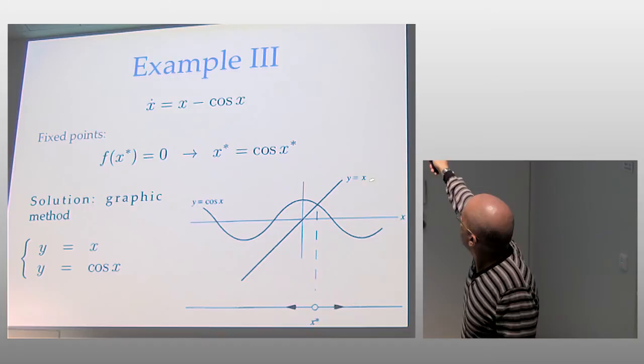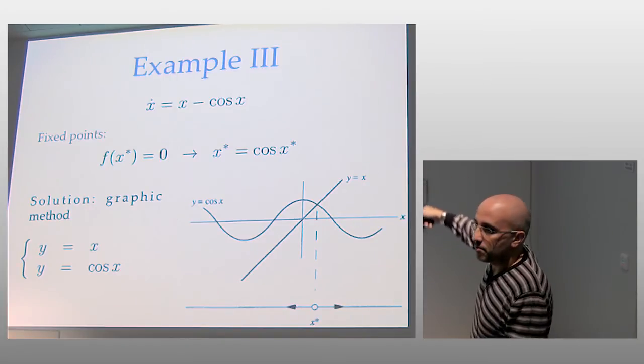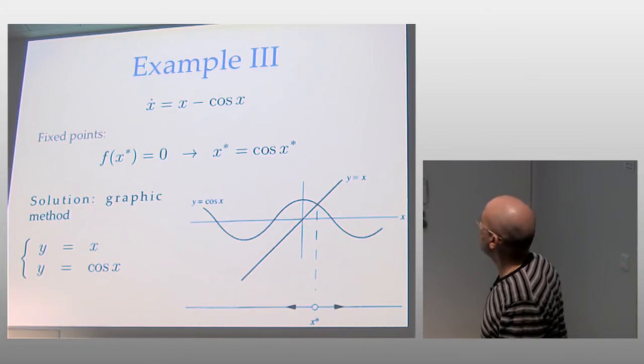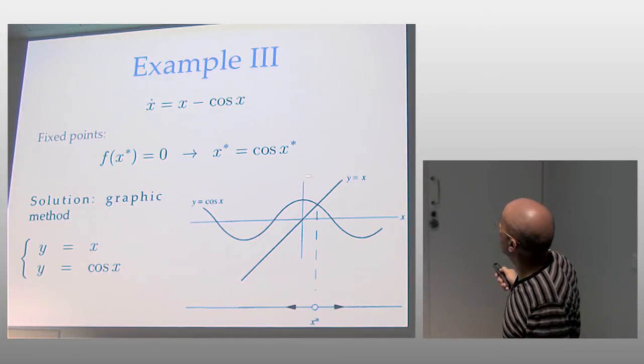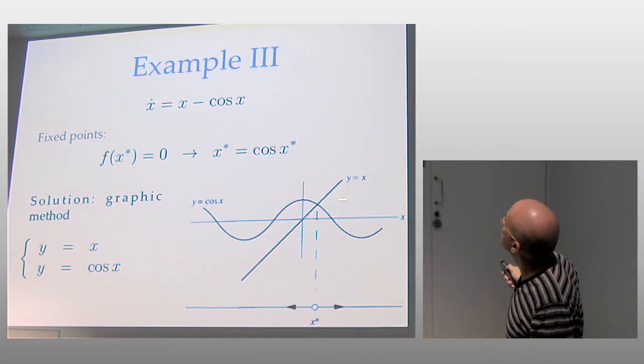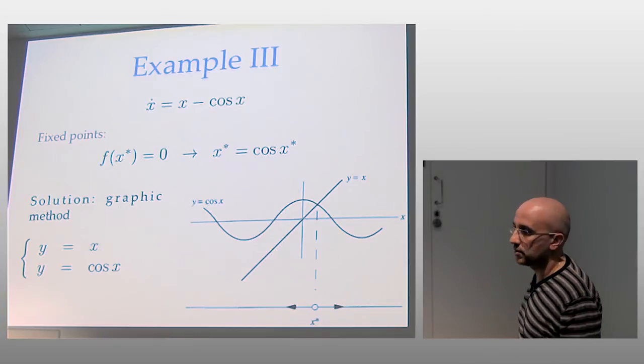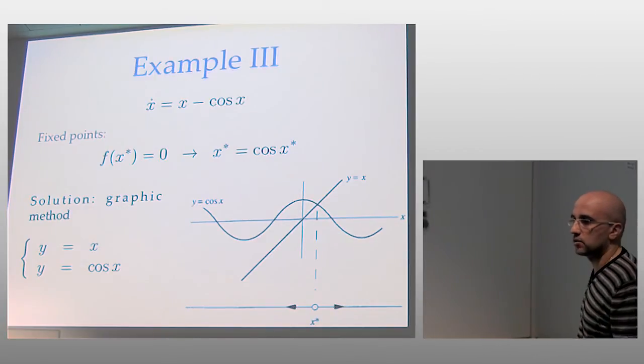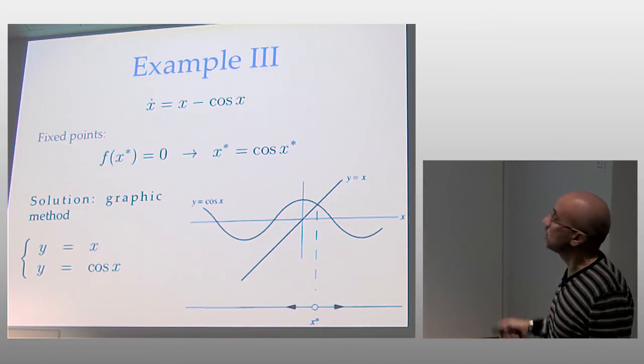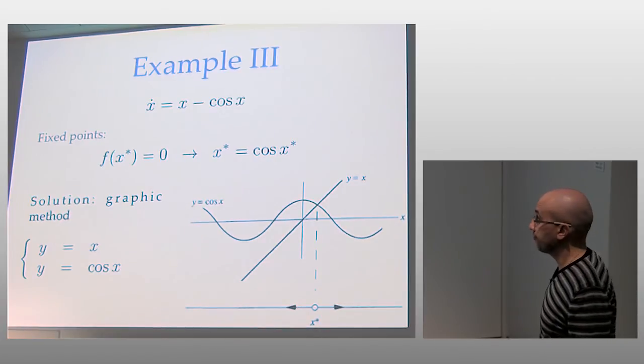This is y equal to x. It's a straight line. It's the bisector of the first and the third quadrant. This is cosine of x. I'm looking for the intersection of these two lines, because this would be the value x star where these two functions coincide. This would be the geometric solution of this equation here that I cannot solve analytically.